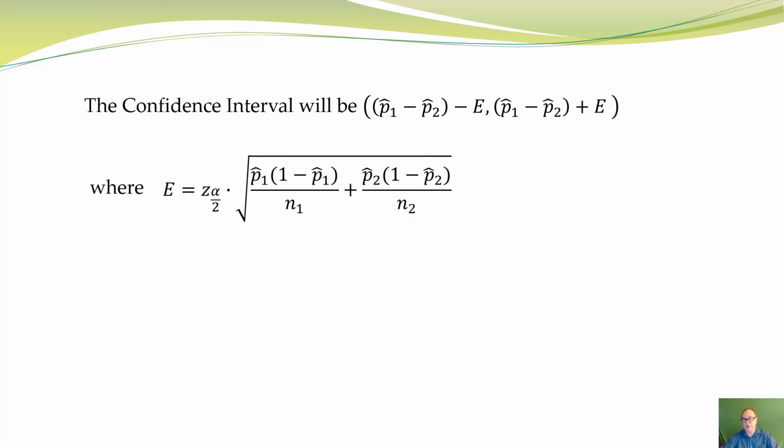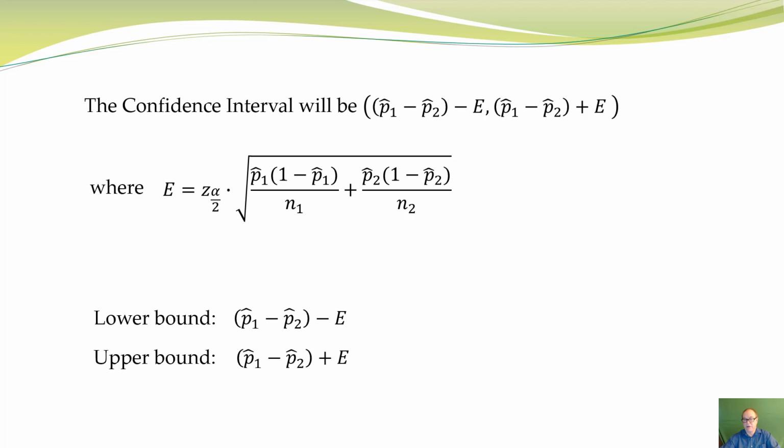And e would be equal to this formula. But again, remember, if you have the confidence interval, you can find e by finding the difference between the upper limit and lower limit, and dividing by 2. So the lower bound is p hat 1 minus p hat 2 minus e. Upper limit, p hat 1 minus p hat 2 plus e.